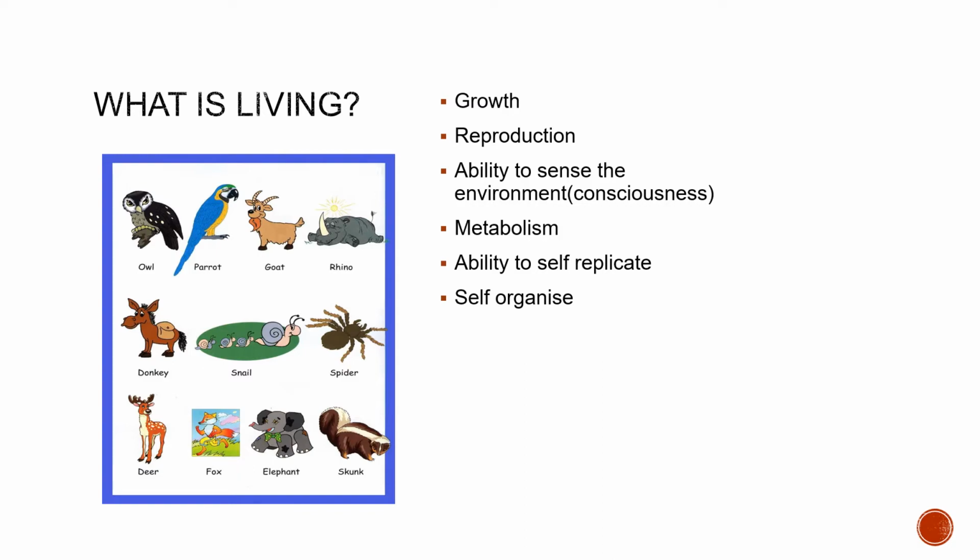Now, what is living? Though it has been omitted, we will just say in brief. Living things are those which grow, which reproduce, which have the ability to sense the environment, that is, who are conscious, and who have metabolism and the ability to self-replicate or reproduce, and self-organize. When these characteristics are present in a thing, it is called a living thing. A non-living thing, we all know, doesn't have these characteristics like growth, reproduction, ability to sense the environment, metabolism, and ability to self-replicate or self-organize. Last year it was given in detail, but this year you don't have this in detail. Your curriculum has changed.